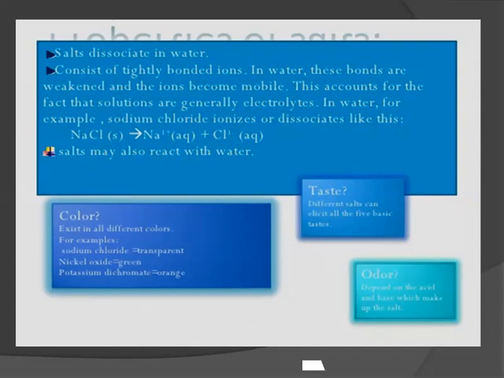Salts may also react with water. Now, about the taste. Different salts can have different tastes and odors, depending upon the acid and base which make up the salt. Salts also exist in different colors. For example, sodium chloride is transparent, but potassium dichromate is orange in color.